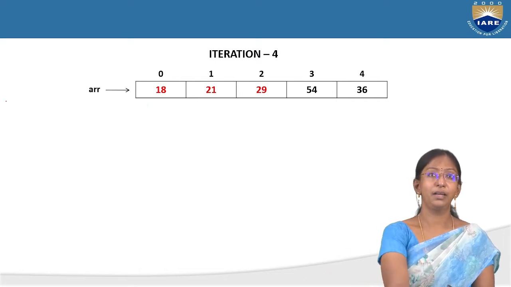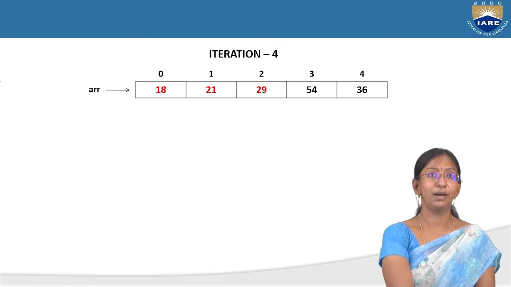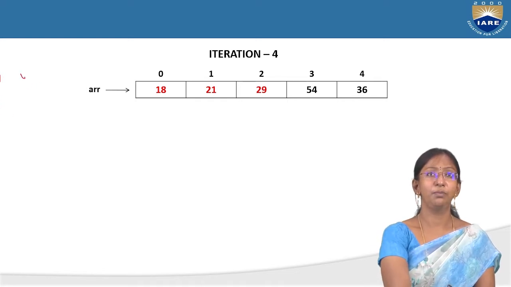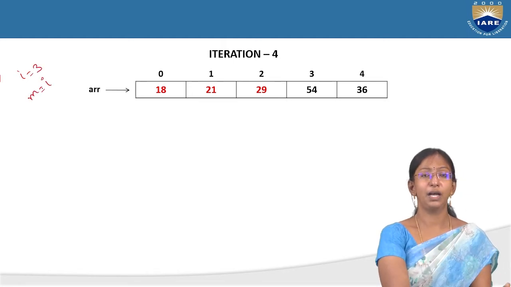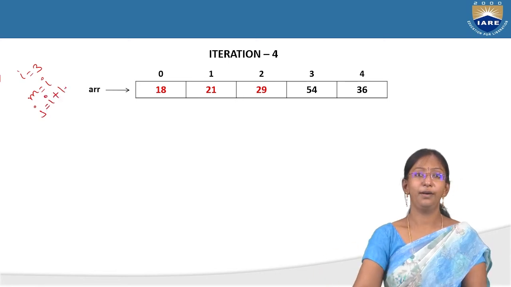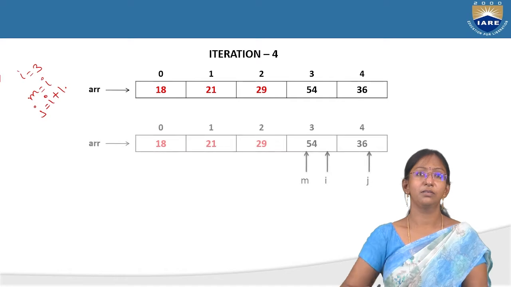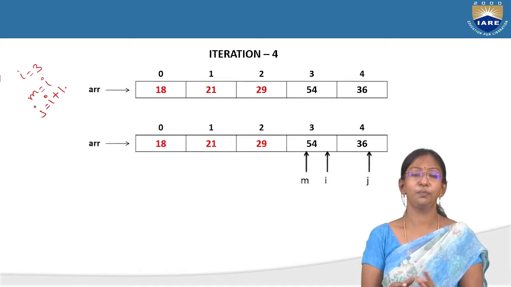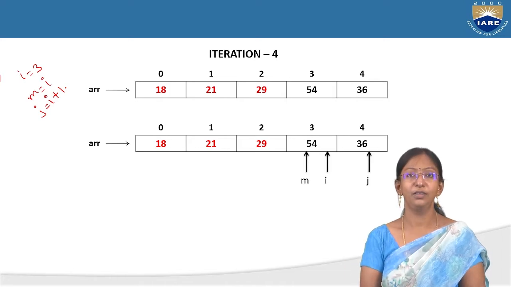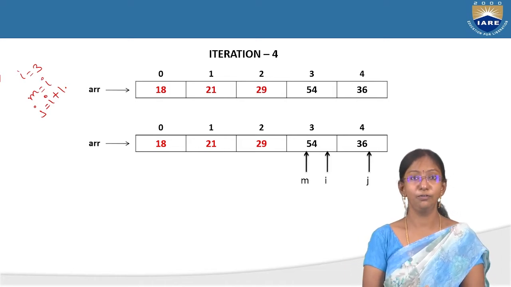So let me start my iteration by initializing the values of I and J. Now I is incremented and it will be at position 3. M will be located at the same place where I is, and J will be one step ahead of I, right? So this is the scenario. I is pointing to index value 3. Even M is pointing to index value 3. J is pointing to index value 4.